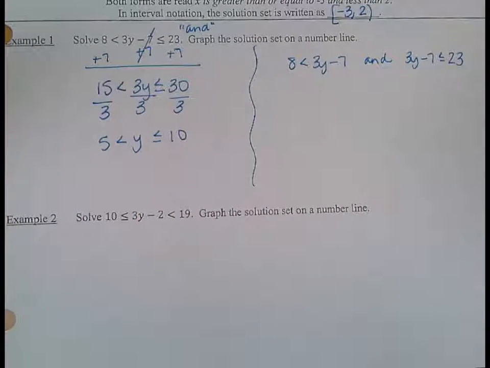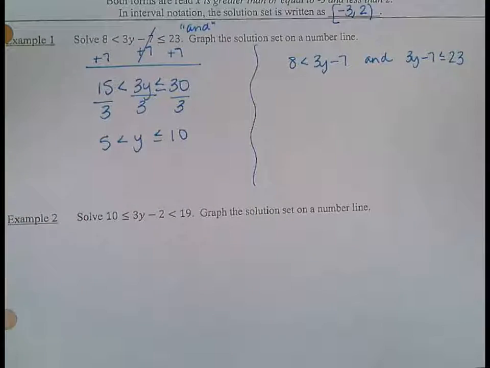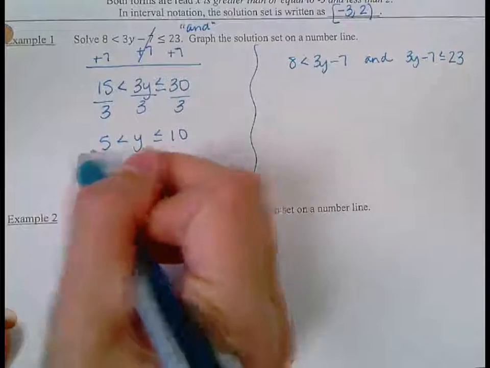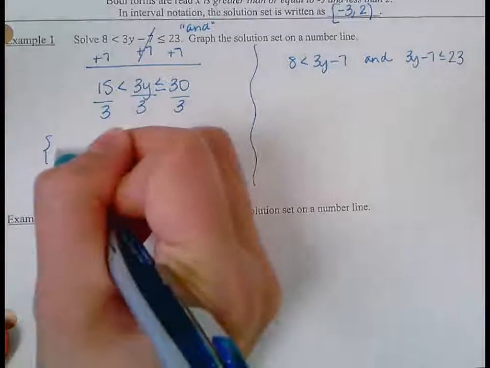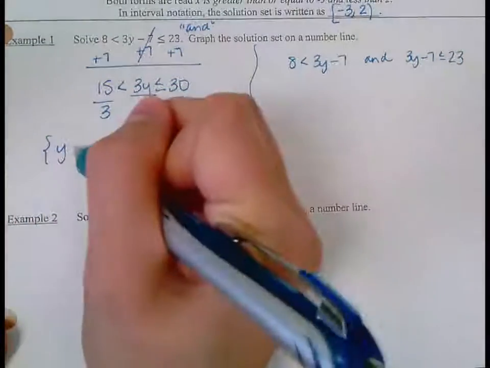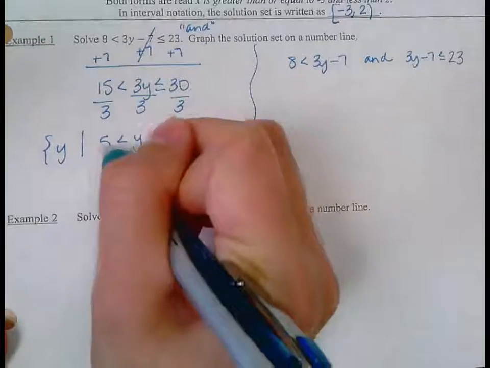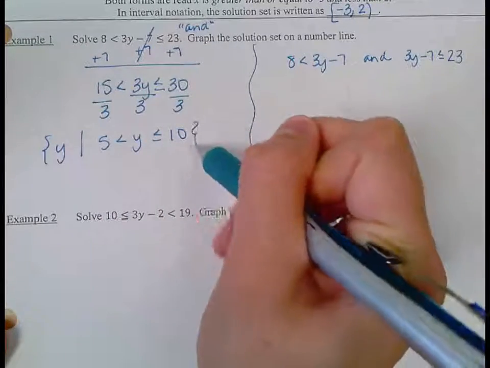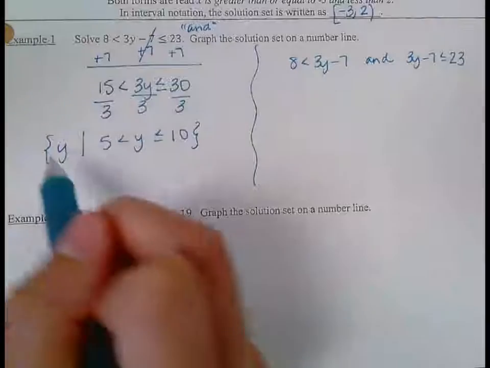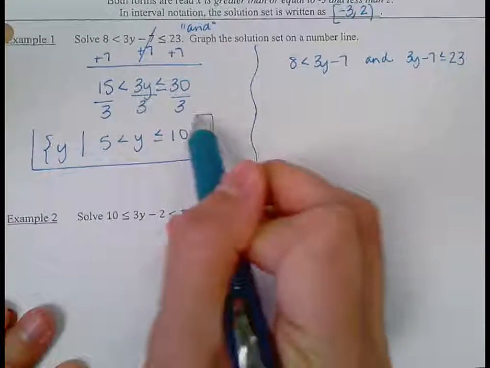To do the set builder notation with this, just like we did Friday, I typically just add the set builder notation around it. So in front, I would have a brace, define the variable y, vertical line for such that. I already have my compound inequality, and then close the braces. So this would be set builder notation.